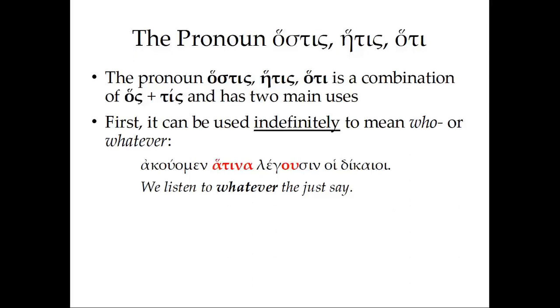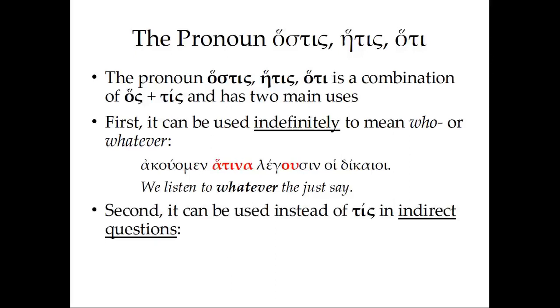So that is hatina. So ha is the same, and then tina is that same form of ti, declined. And also we see that we do not use the subjunctive here. We use the indicative, the normal endings. But the meaning is the same. We listen to whatever the just say. This is a little less common than the indefinite clause, than the use of the subjunctive that we've seen, but we do see it.